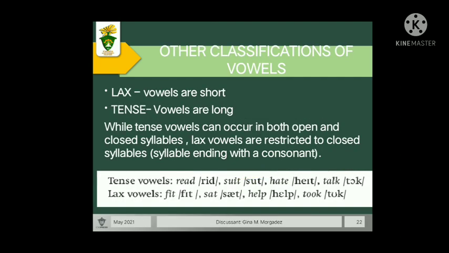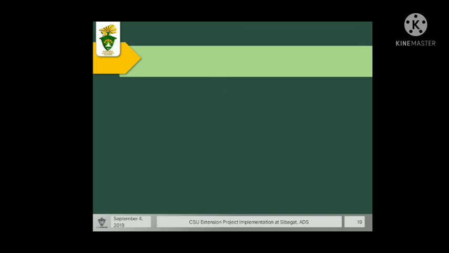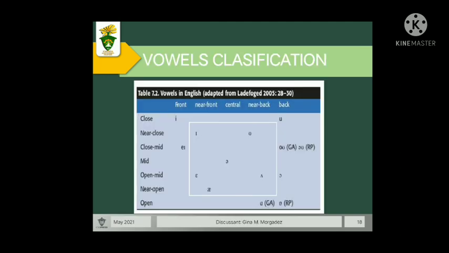Okay, so we have here another classification of vowels. Vowels have additional classification. As we can see in Table 7.2, all of the vowels outside the rectangular box are considered tense. Those within the box are considered lax.